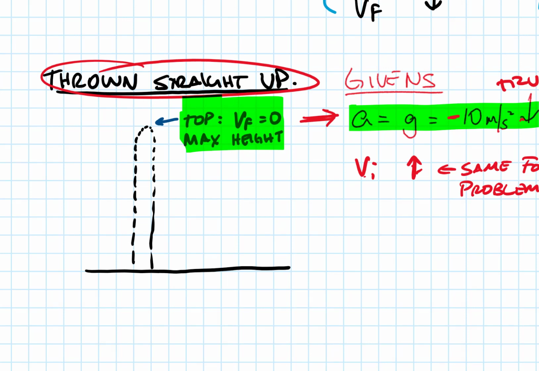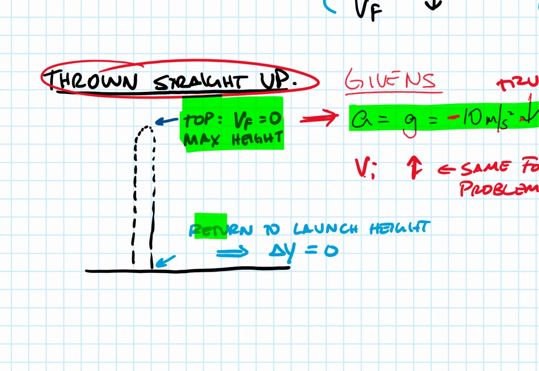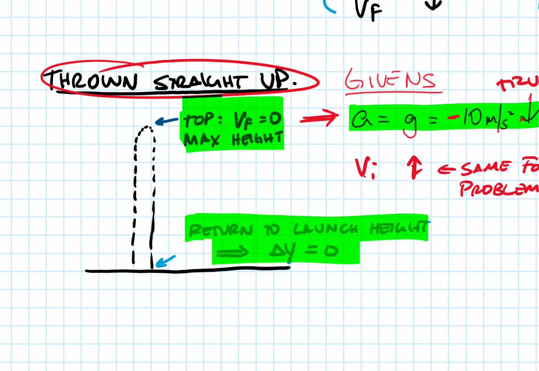The other place that we're going to worry about is when we return to launch height. In this case, the delta y is our piece of given information, and it's equal to 0. When we return to our launch height, we've made a round trip. And so because of that, our displacement is 0 in the y direction. That's a piece of given information for me. These are really, really important.